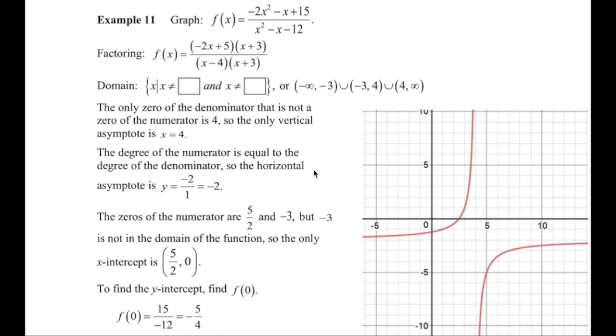Here we have negative 2x squared minus x plus 15 over x squared minus x minus 12. Let's factor the numerator and denominator. When I do that, I see that they have a common factor of x plus 3. So I know that x cannot be negative 3 and x cannot be positive 4. So thinking about our domain, we know that's the truth. The only asymptote that we'll have then is at x equals 4.